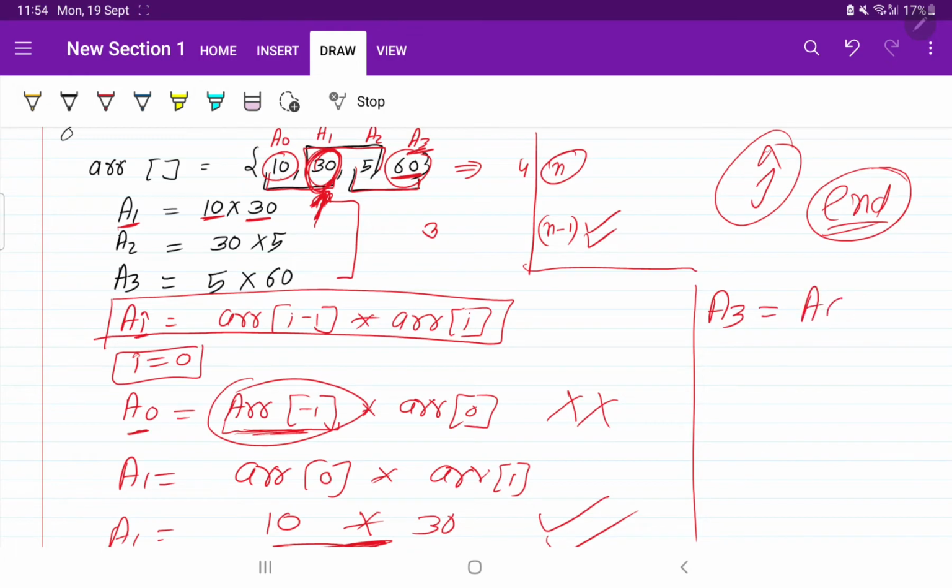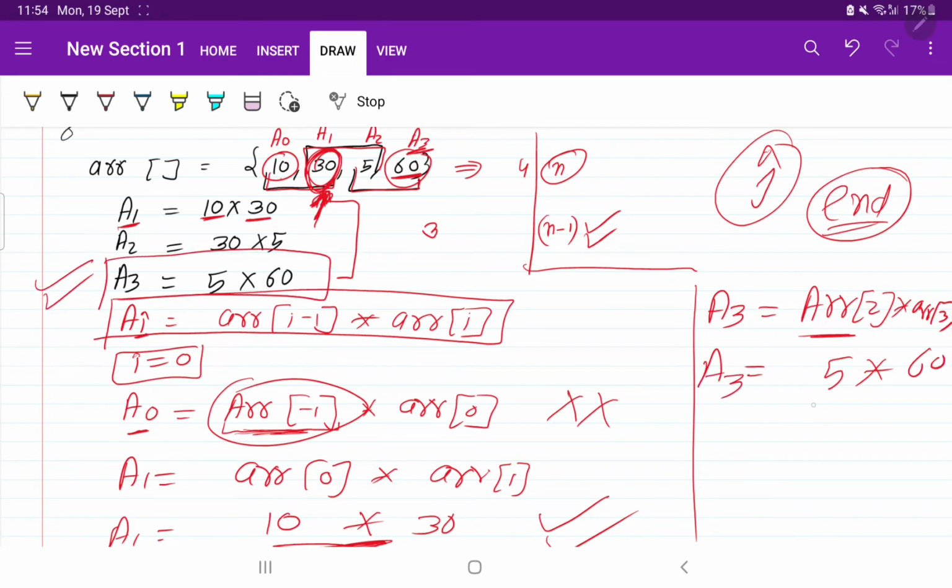A3 will be equal to array of 2 multiplied by array of 3. So array of 2 means 5 into 60. So is it A3 that we have written? Yes, it's correct. A3 is correct. It means j can be the last element of the array. Okay, so we got the ending point, we got the starting point, and we also got how to write Ai, and we got how many matrices are possible. So these are the few observations that we have done till now.